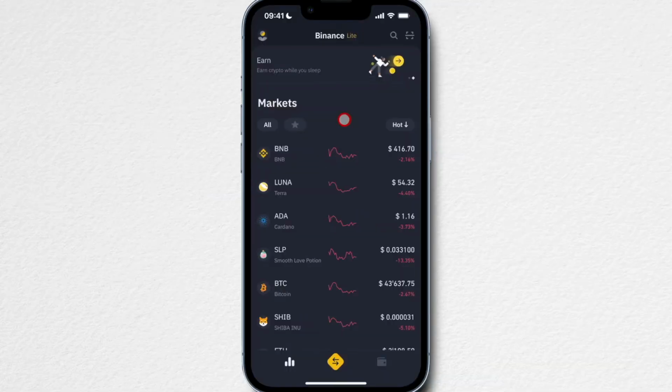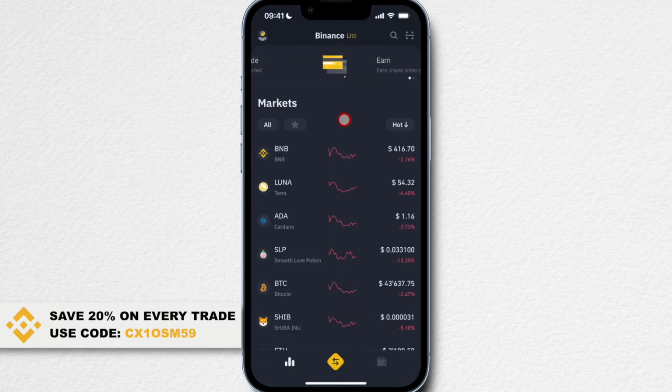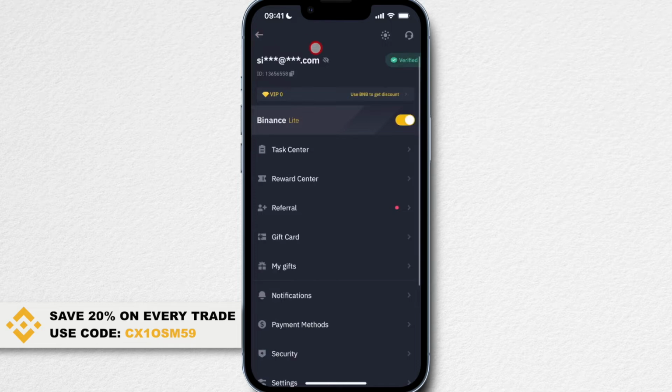Right, so now let's look at how we can start trading here on Binance, how we can trade cryptocurrency using the Binance mobile app. Currently I'm on the Binance Lite version, as you can see right here. So we're going to have to switch to the Pro version in order to get access to the trading feature. We're going to go to our account icon here on the left, and then switch from Binance Lite to Binance Pro.